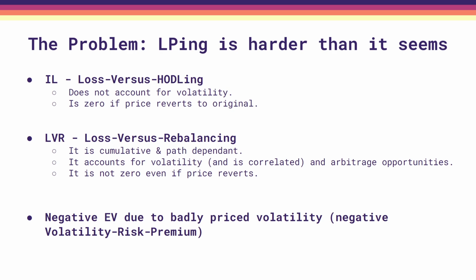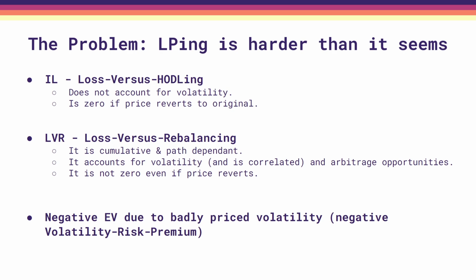There are two main methods of quantifying these losses, which are loss versus holding, or impermanent or divergence loss, and loss versus rebalancing, also known as LVR. While impermanent loss has been the primary metric for quantifying LP losses on Uniswap, it has some major drawbacks. It compares LP value to the value of simply holding the tokens, which is an unrealistic strategy. Furthermore, if the price diverges and then returns to the original price, the impermanent loss is zero, completely disregarding volatility.